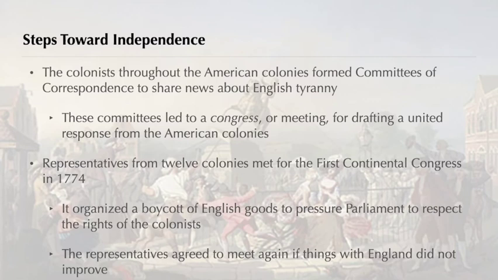Eventually, many of the colonial legislatures saw the need for a united response to Parliament's threats. They called for a Congress, or formal meeting, of representatives from all the colonies. In 1774, delegates from 12 colonies met in Philadelphia for the First Continental Congress. The delegates hoped to convince the English government to respect colonists' rights. To pressure Parliament, they pledged to cut off all trade with England. Then they agreed to meet the following year if the situation did not improve.